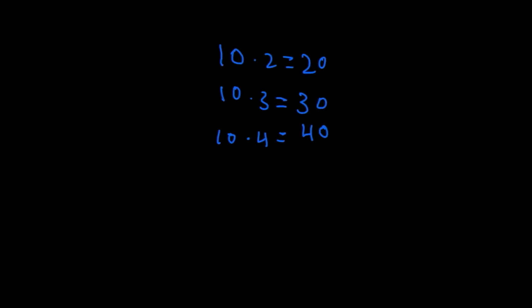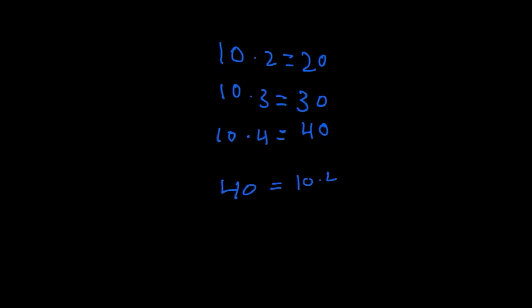Now, a factor is like the reverse of a multiple, where you want to find the two numbers that multiply together to get that number. So we're going to use 40 as an example. We got that 40 by multiplying 10 by 4. So that means the factors of 40 are going to be 10 times 4. And these are my two factors.